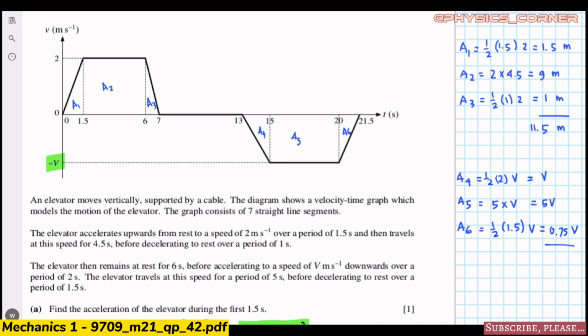I calculate first. 11.5 meters equals, after I calculate, about 6.75V, and then we get V is 11.5 divided by 6.75, which is about 1.70 meters second minus 1. That's it. Finally we get V, done.